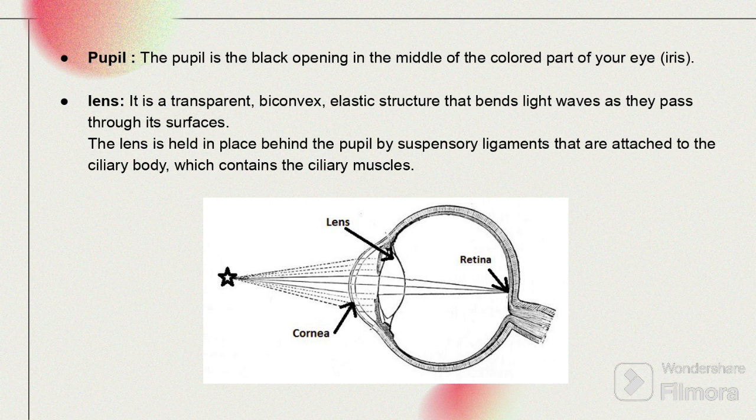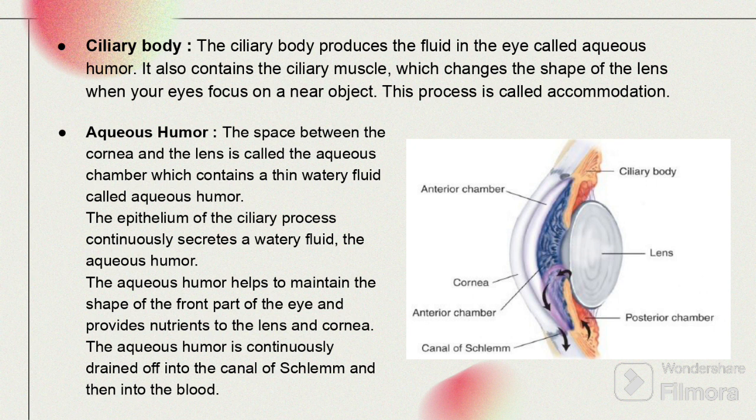Lens. It is a transparent, biconvex, elastic structure that bends light waves as they pass through its surfaces. The lens is held in place behind the pupil by suspensory ligaments that are attached to the ciliary body, which contains the ciliary muscles.